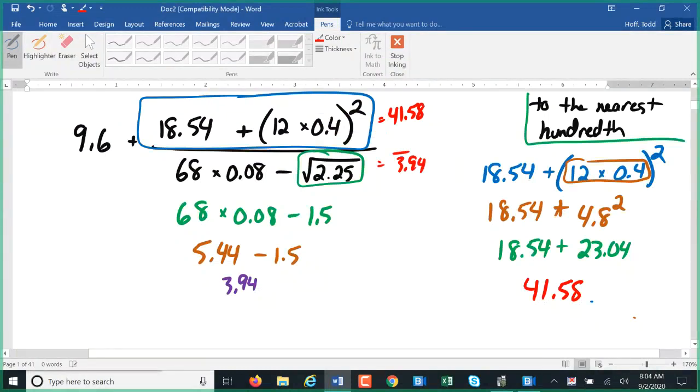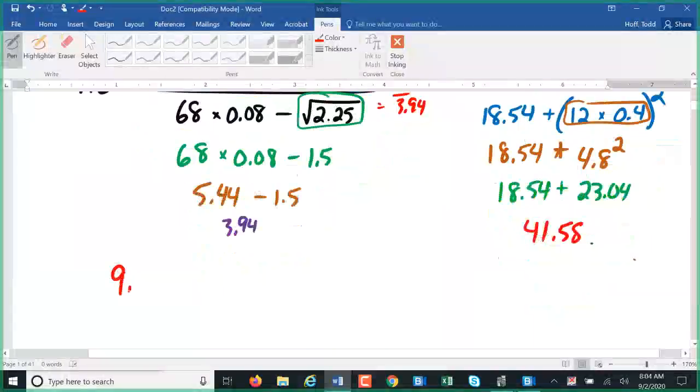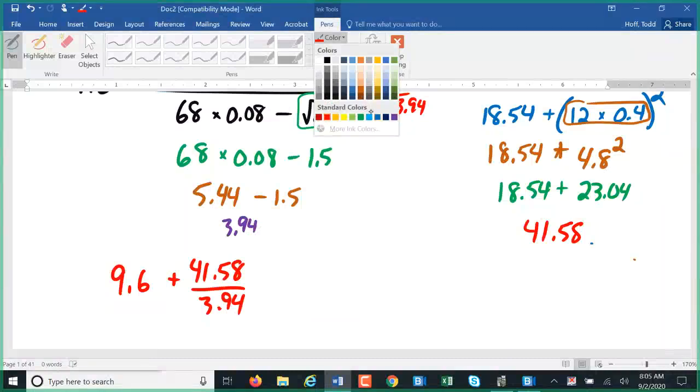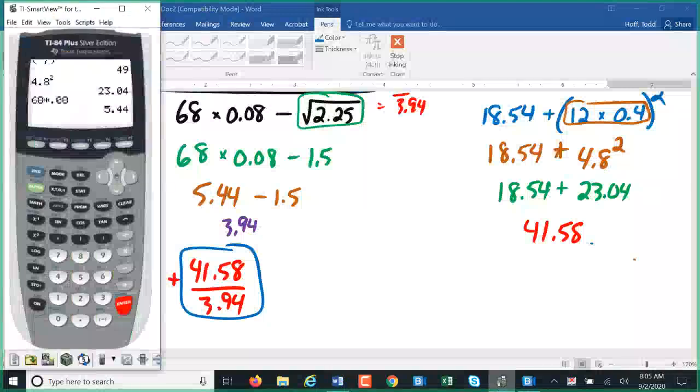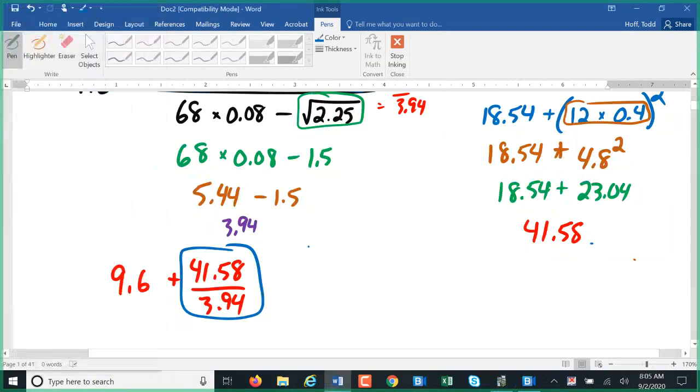So let's rewrite this. We've got the 9.6 up front, plus, in our fraction bar, we got 41.58 on top and 3.94 on bottom. Before we can add, we have to do that division. 41.58 divided by 3.94, giving us, I'm going to round that to 10.5533.